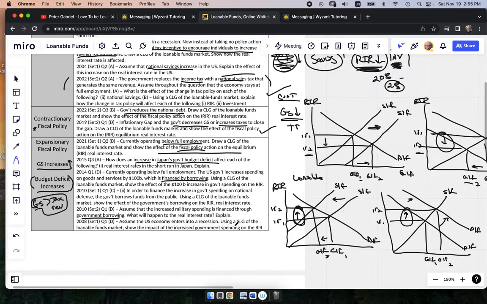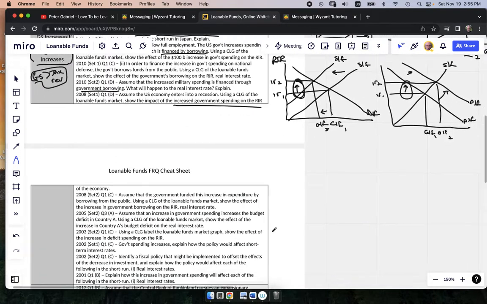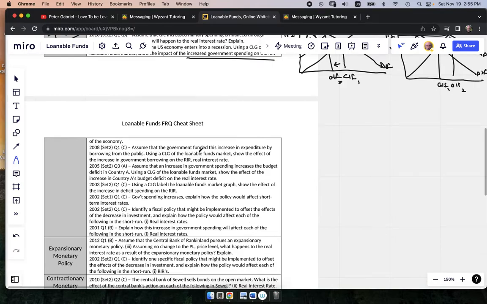Assume the U.S. economy enters into recession. Show the increased government spending on the real interest rate. There's a lot of these. Assume the government funded this increase in expenditure by borrowing from the public. Assume the increase in government spending increases the budget deficit. Again, there we see budget deficits are going up, therefore government spending had to be going up.